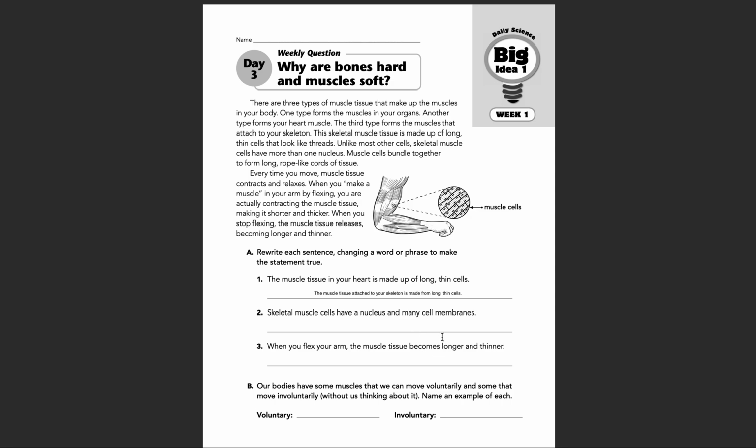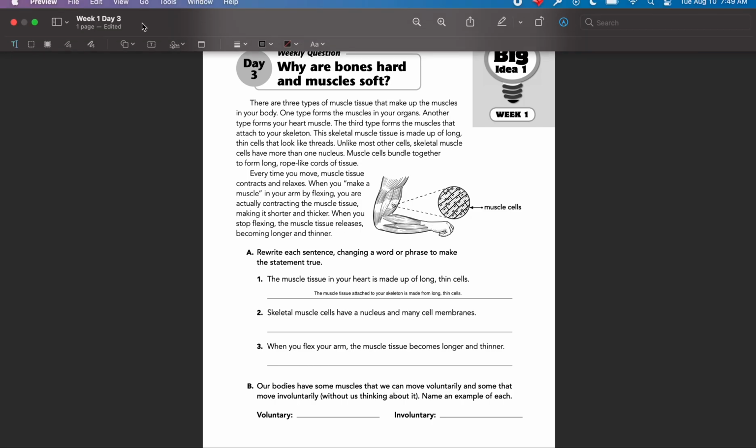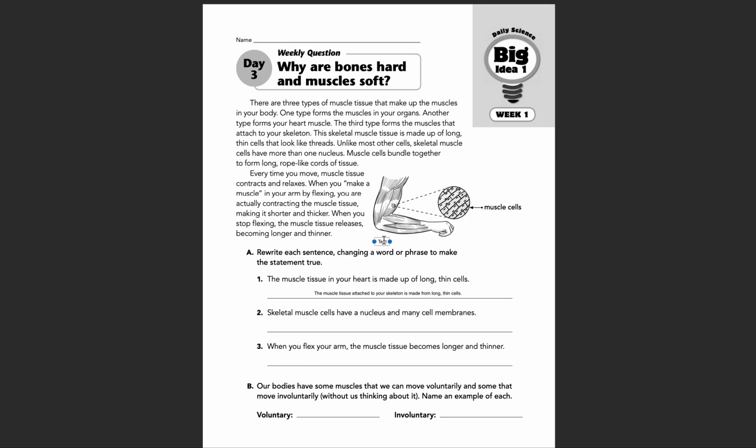Number 2, skeletal muscle cells have a nucleus and many cell membranes. Well, skeletal muscle cells, if we look in this first paragraph, it says have more than one nucleus and one cell membrane. And you can find that in the first paragraph there.